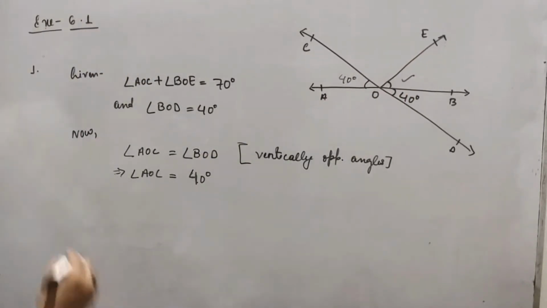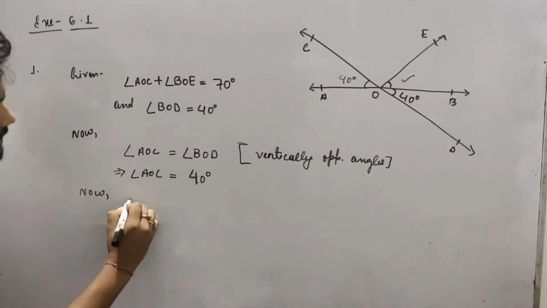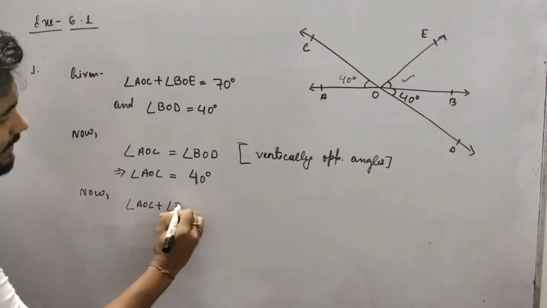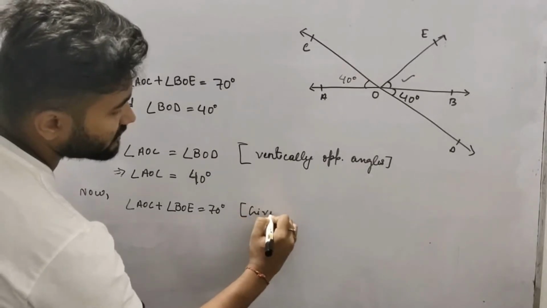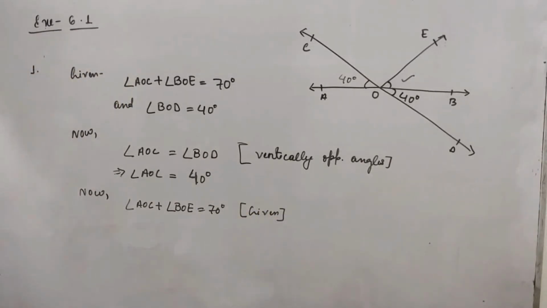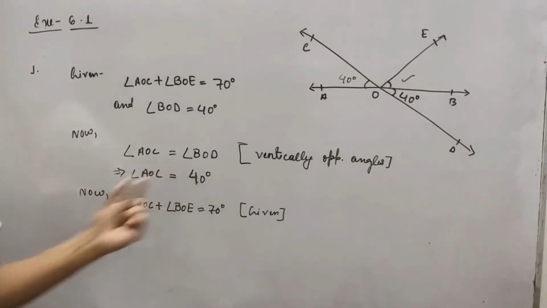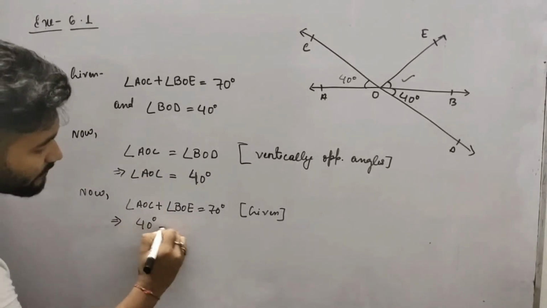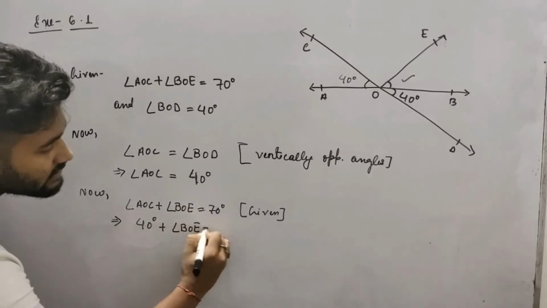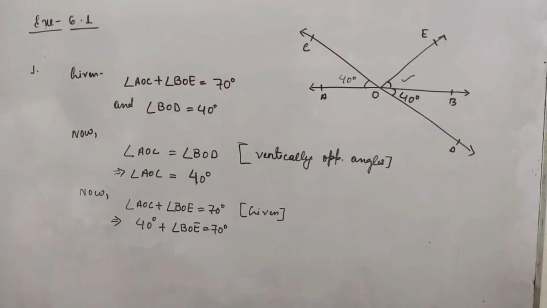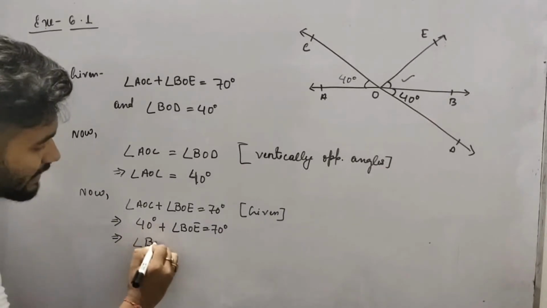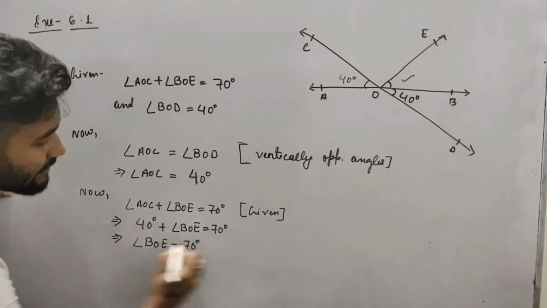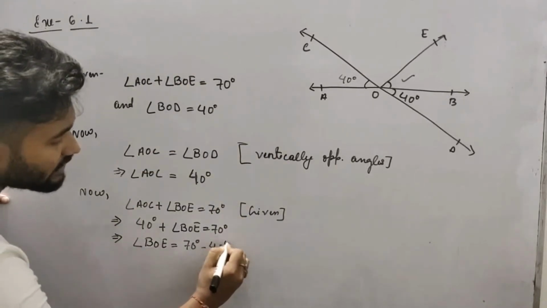Okay, so let us start. Now, it is given that angle AOC plus angle BOE is equal to 70 degree. It is already given in the question. You can write over here: Given. Understood? Now what we have got? The value of angle AOC is 40 degree, plus angle BOE is equal to 70 degree. Understood? So take that 40 degree to the right hand side. Over here angle BOE will be equal to 70 degree minus 40 degree.